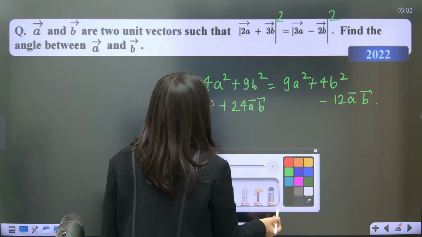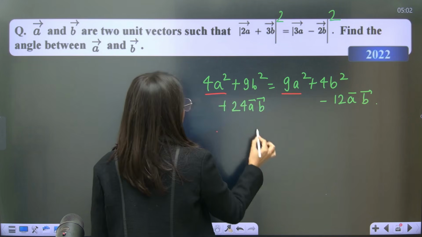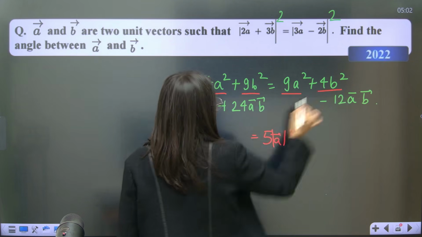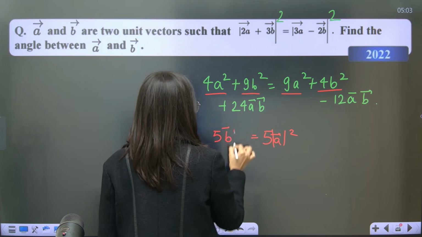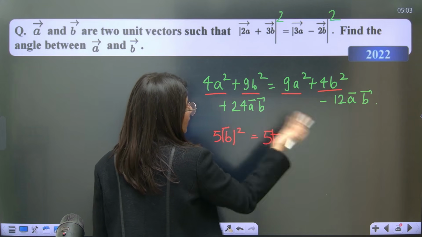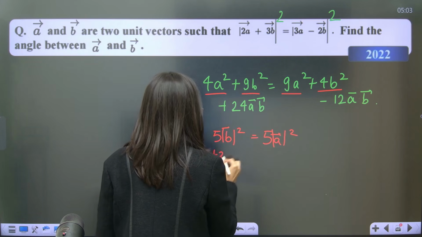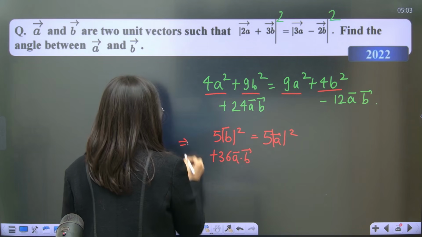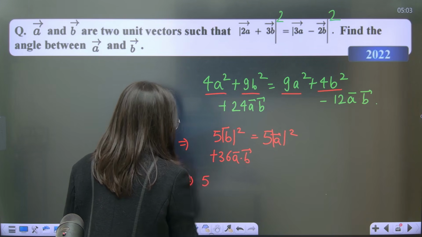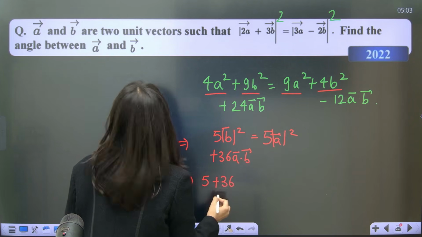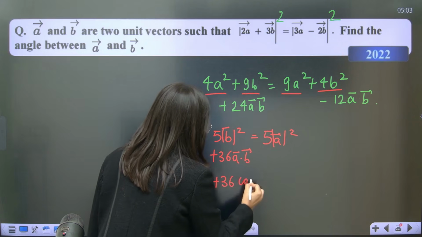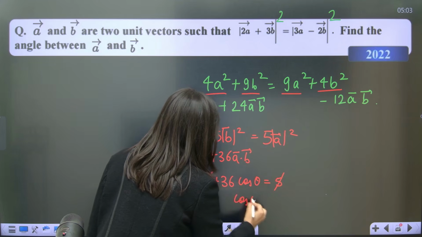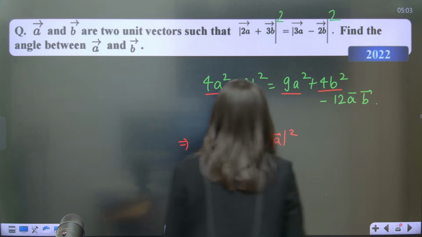Now, if you just compare 9a square and 4a square, on the right hand side I can write 5a square. 9b square and 4b square, on the left hand side 5b square. Here 24, here minus 12, so 24 plus 12, so plus 36 a dot b. Unit vectors are given, so 5b square, so 5 plus 36 a dot b, which is ab cos theta, so cos theta is equal to 5. Cancel 36 cos theta. So cos theta is going to be 1 by 36, correct?